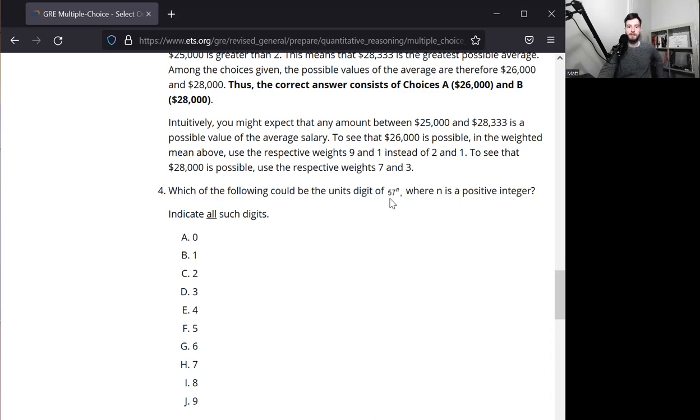What could be the units digit if n were 1? 57 to the 1 power. Well, definitely just 7. 57 to the 1 power is itself. The units digit would be 7 in that case. So we have 7. What would be 57 times 57, though? I mean, that's, and then 57 times 57 times 57, and then another 57. That would be a lot of work, right? Well, let me demonstrate something.